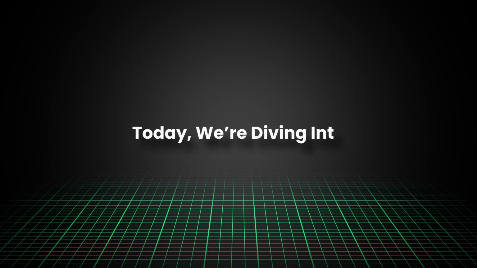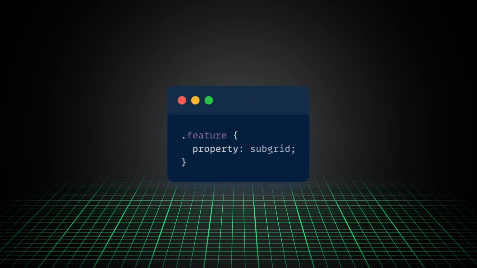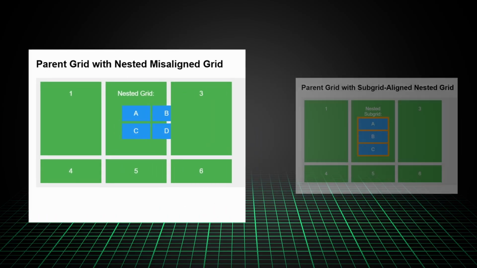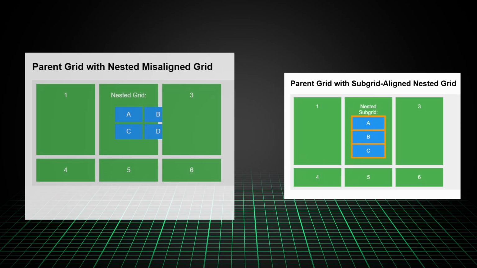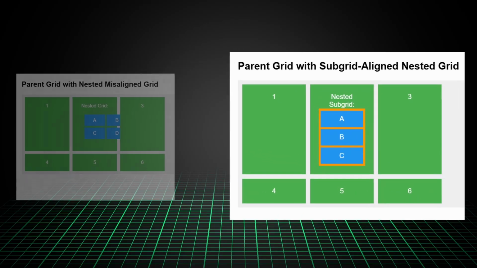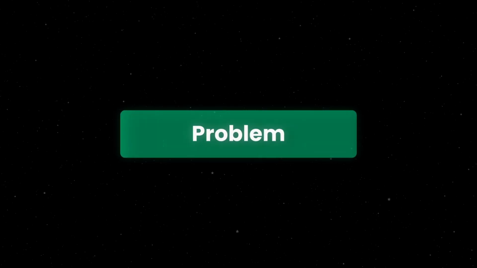Today we're diving into one of the most underrated but super powerful features in CSS Grid, the subgrid. If you've ever worked with nested grids and got frustrated because things just didn't align properly, Subgrid is the fix you've been waiting for. The problem without Subgrid.